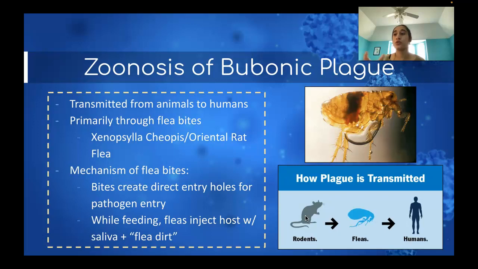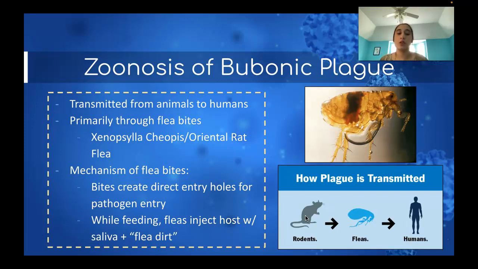And the rats with the plague, they start dying because they're infected, and that makes the rat population decline, which means the fleas need a new source of food, of blood. And so they turn towards humans mainly, and then they infect the humans with the infected blood from the rat.